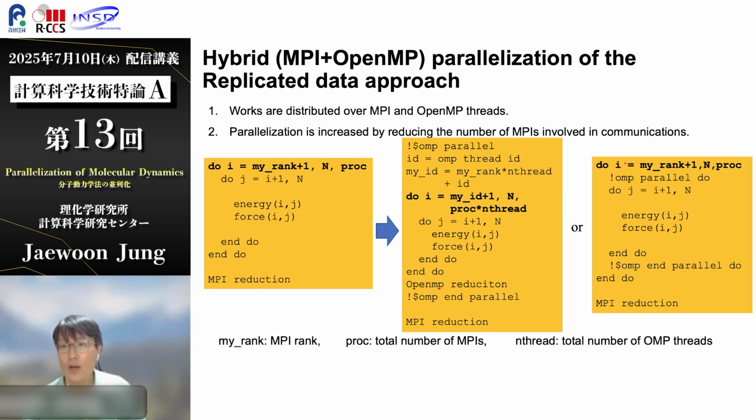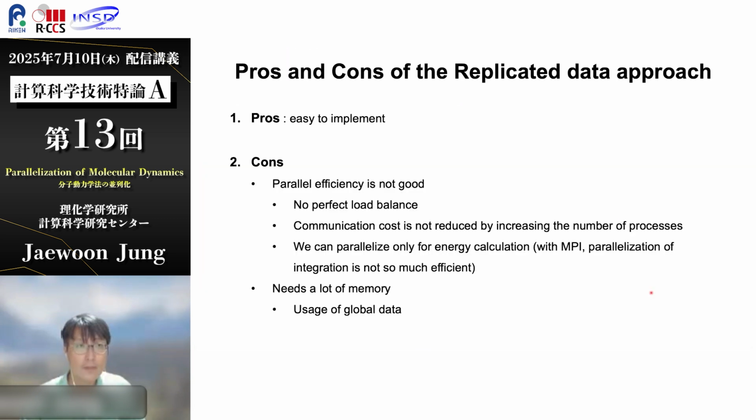So, an even simpler way is like this one. We do not use OpenMP set ID, but we just apply the OMP parallel do. Then we can have the same, and inside of OpenMP, we can do OpenMP reduction. By applying the OpenMP reduction, you can obtain the same result.